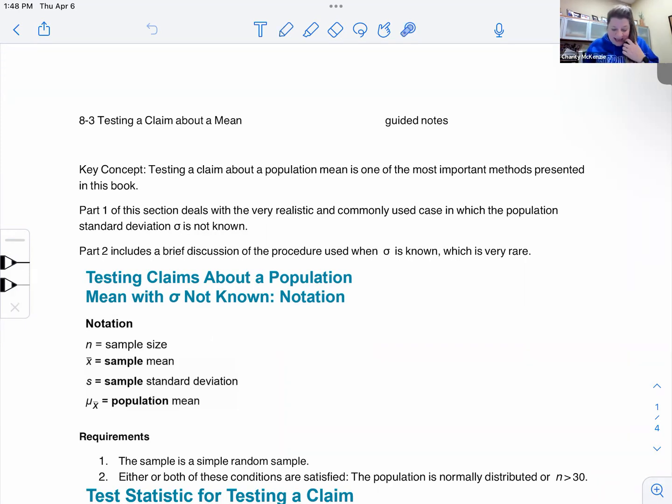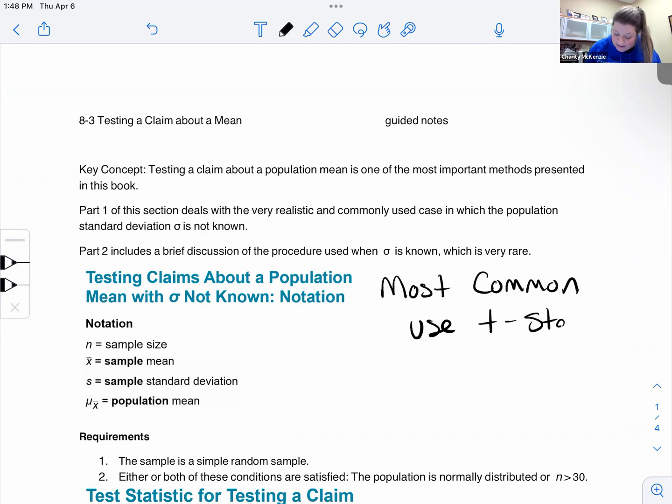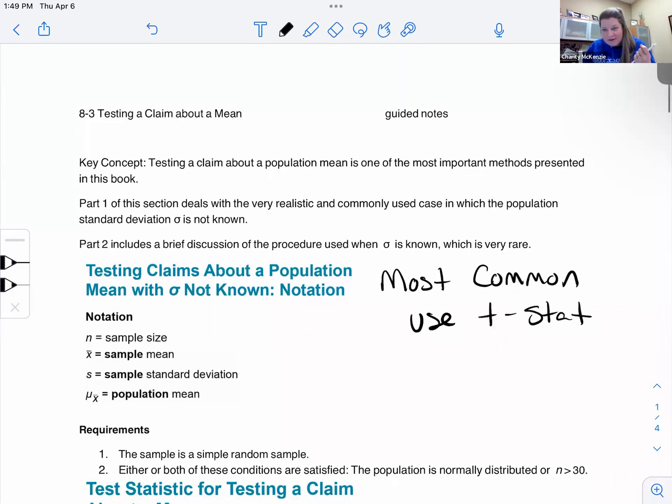So we are looking at testing a claim about a population mean where the standard deviation of the full population is not known. This is the world we're living in, and it is the most common. We're going to use the t-stat area. On StatCrunch, it's a T. If we happen to know the standard deviation of the full population, not of your sample, but of that full population, then we use a Z. It's just different. We talked about that in confidence intervals as well.